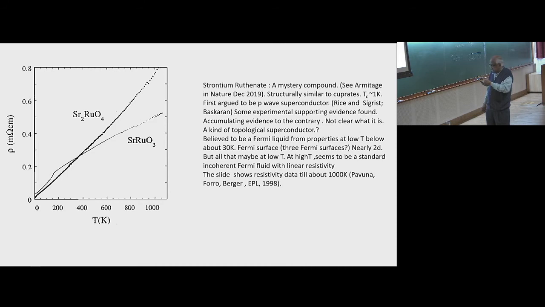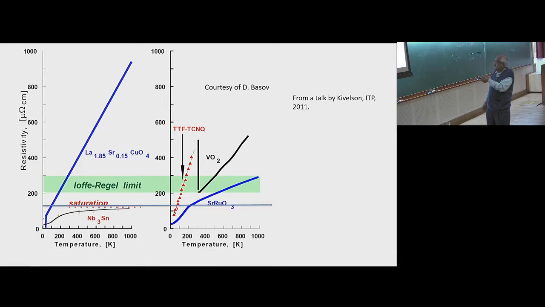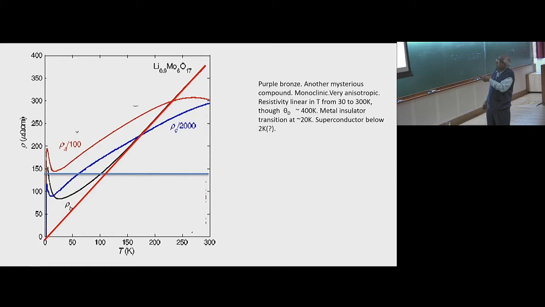Here again, I show the same substance, strontium ruthenate. Here I show Sr3Ru2O7. Sorry. I show here the resistivity of lithium molybdenum purple bronze, which is another peculiar compound, which is monoclinic and very anisotropic. Resistivity is linear from 30 to 300 K all through the Debye temperature. The Mott limit is about 150 micro-ohm centimeter.